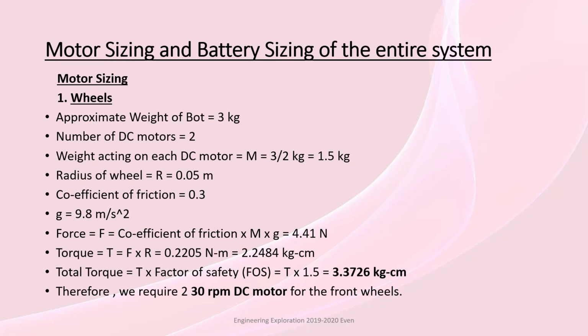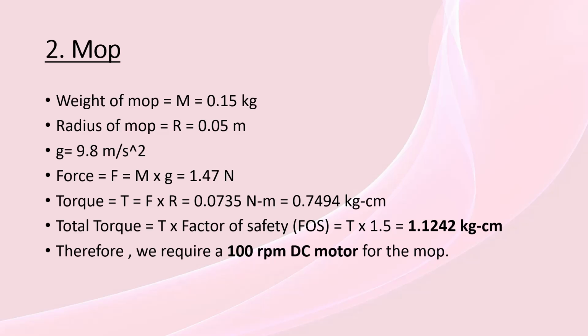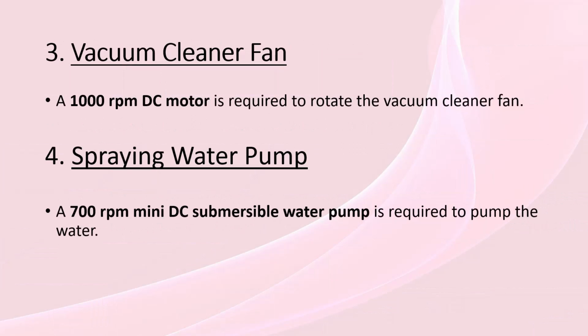Now let's take a look at the motor sizing and battery sizing. We did motor sizing for our entire system to determine the exact specification of the motors required for each function. Now let us check wheels. For our wheels, we did the calculation and came to know that we require 230 RPM DC motors for the front wheel. When it comes to the mop, we did some more calculations and found out we require a 100 RPM DC motor for the mop. Third, for the vacuum cleaner fan, we require a 1000 RPM DC motor, whereas for the spring water pump, we require a 700 RPM mini DC submersible water pump.